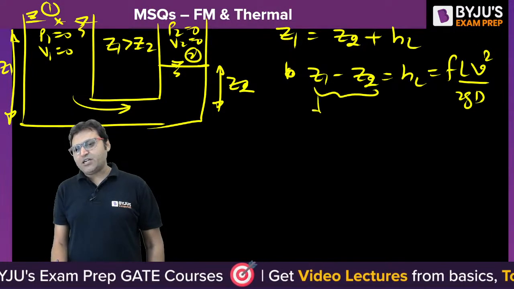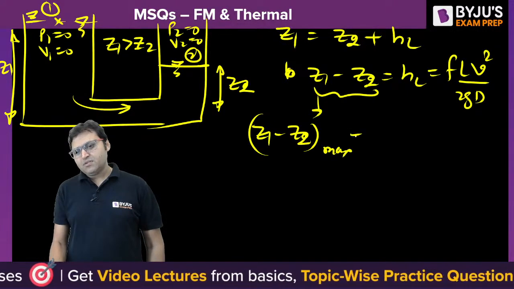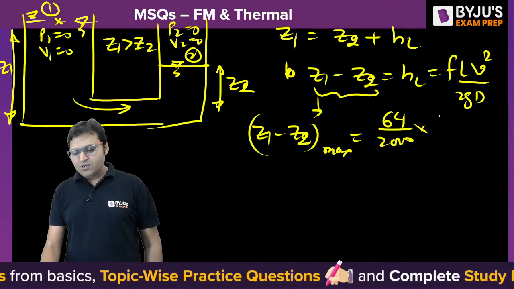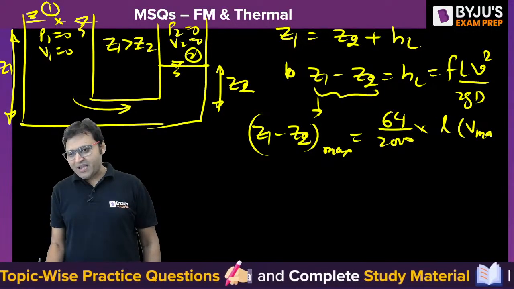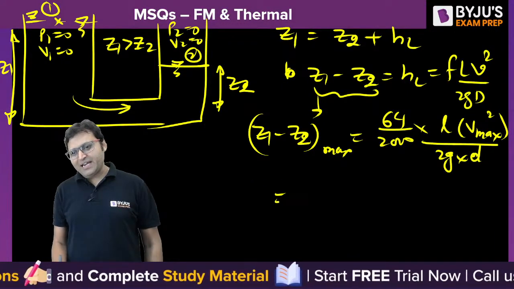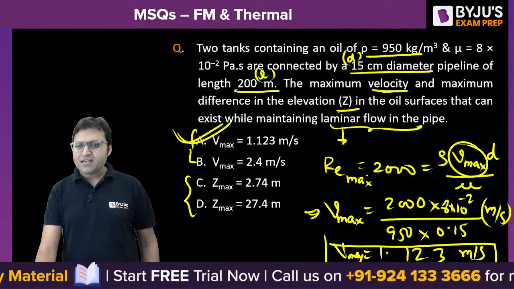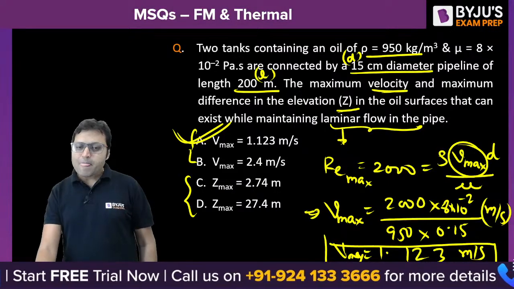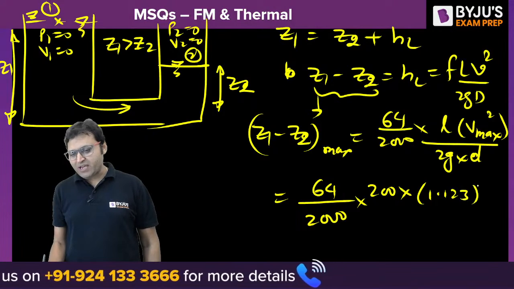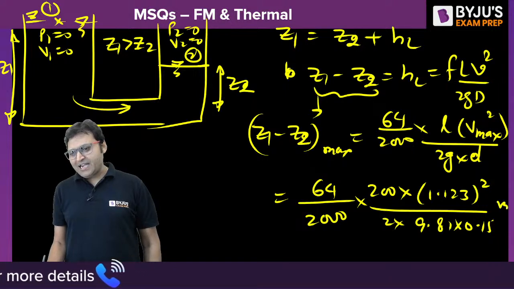If we want Z1 minus Z2 to be maximum, we can say F is equal to 64 by 2000 into length L, then V maximum square upon 2 into G into D. Put the value, you will get the answer. 64 by Reynolds number into the length, which is given as 200 meter, into 1.123 square upon 2 into 9.81 into 0.15. That will be Z1 minus Z2.